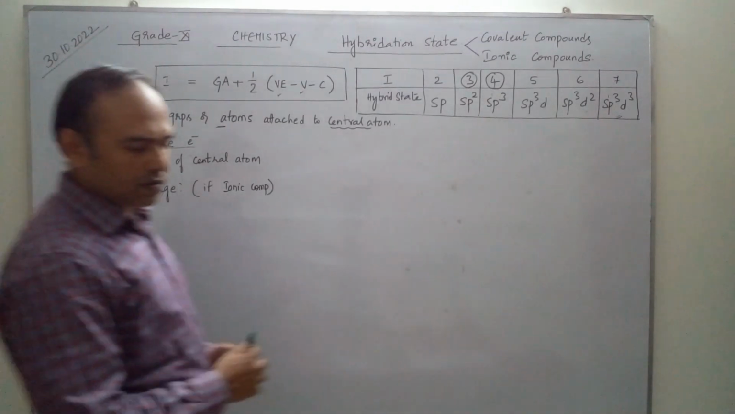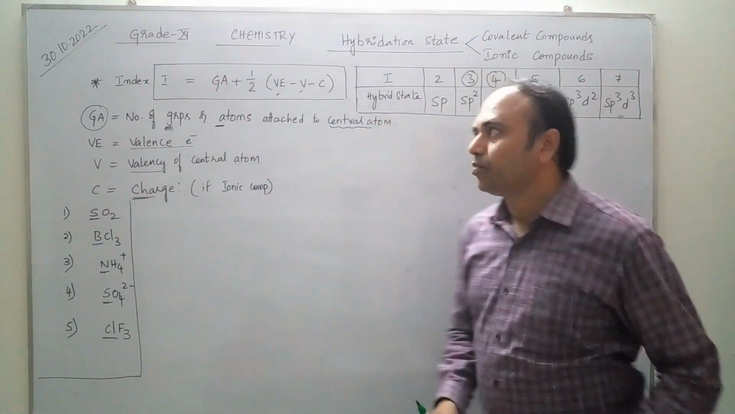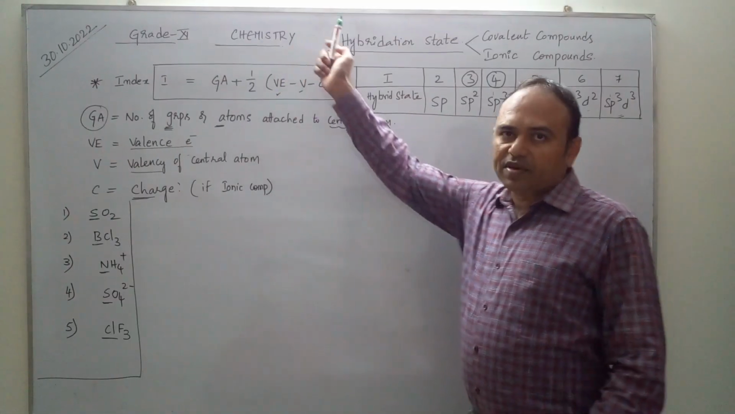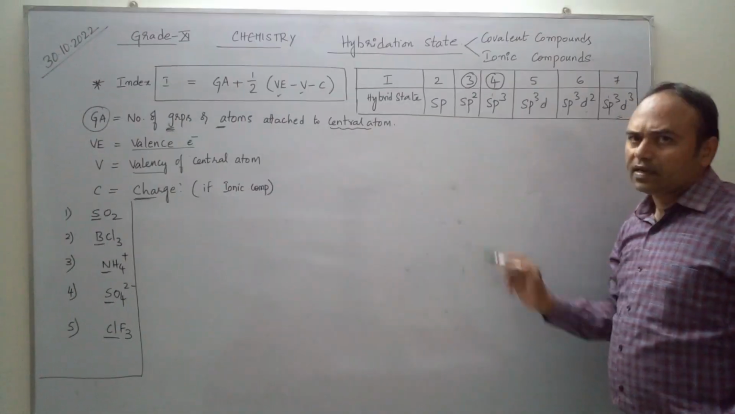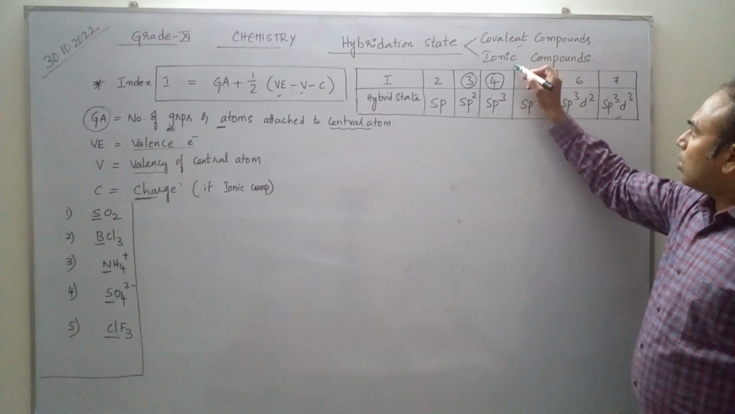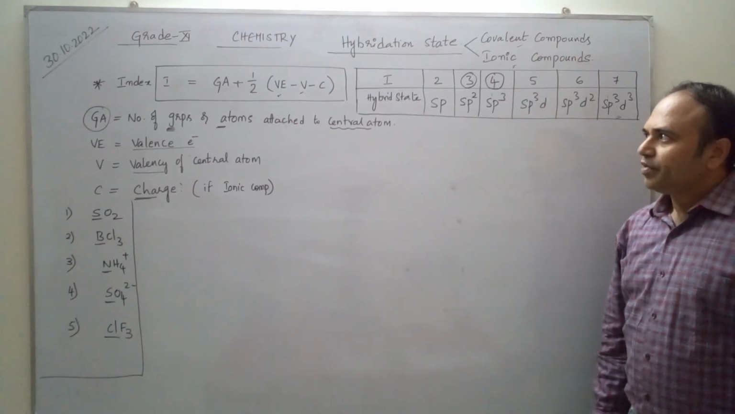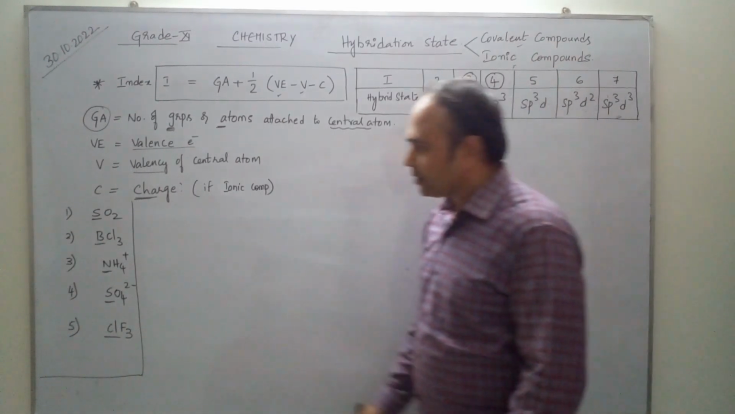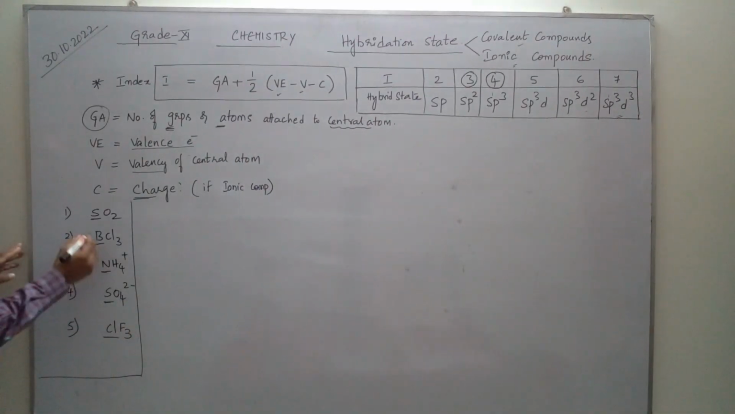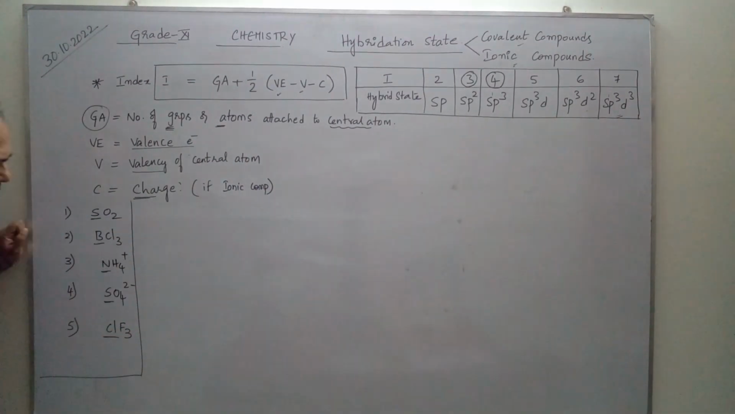Good evening, students. Today we are discussing an important topic in grade 11 chemistry, that is hybridization state in covalent or ionic compounds. So we are using a simple formula here to calculate the hybridization state of these ionic as well as covalent compounds.